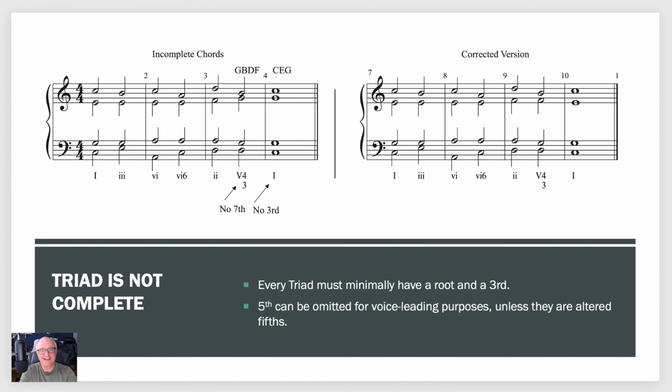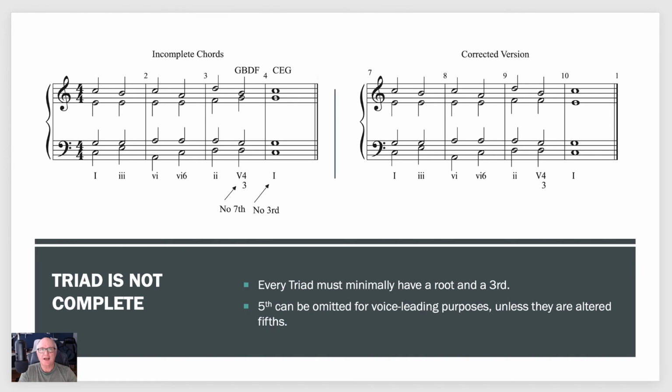Well, to correct that cadence, look at measures 9 and 10. I'll start right there. There's the 2 chord, then the 5-4-3 chord. Now listen how nice this sounds. I've got the 7th in there, and now the 3rd is there. Now remember, the 5th can be omitted for voice leading purposes unless they're altered fifths. If it's an altered fifth, it has to be there to give that quality.